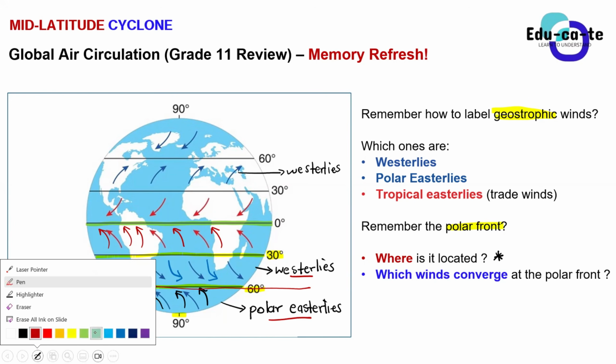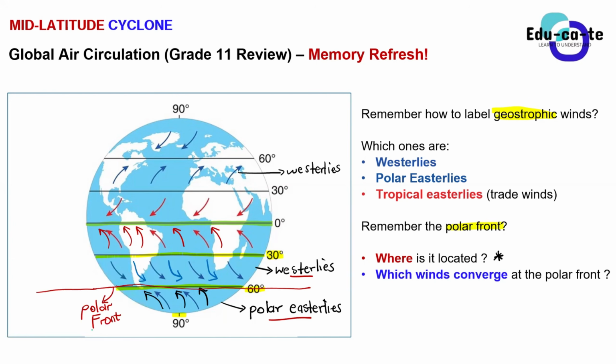So what is a front basically? Why do we call it a front? What is a front? What's the difference between a front and just a line? I think a front is a line where two air masses meet. Okay, that's partially correct, but there's something that you are missing.